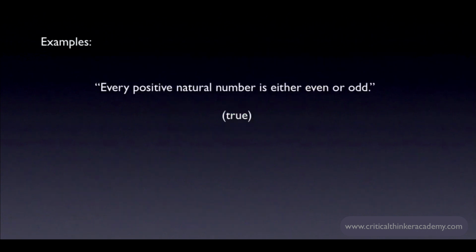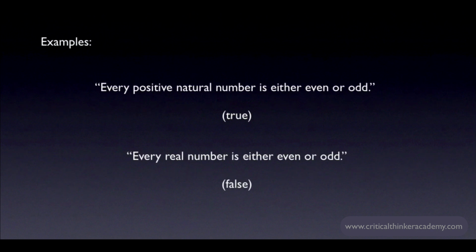Here are some examples that illustrate a couple of general points about false dilemmas. First, as we've seen, not all dilemmas or dichotomies are false. Every positive natural number is either even or odd. Well, this is true. This is just the number sequence 1, 2, 3, 4, 5, and so on forever. Every number in this set is either even or odd. But this claim is different. Every real number is either even or odd. This claim is false. Even and odd only apply to integers.